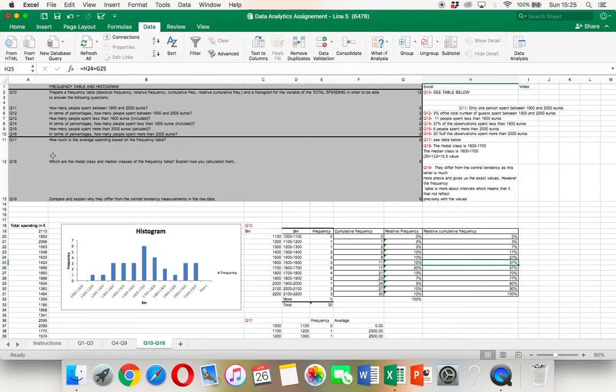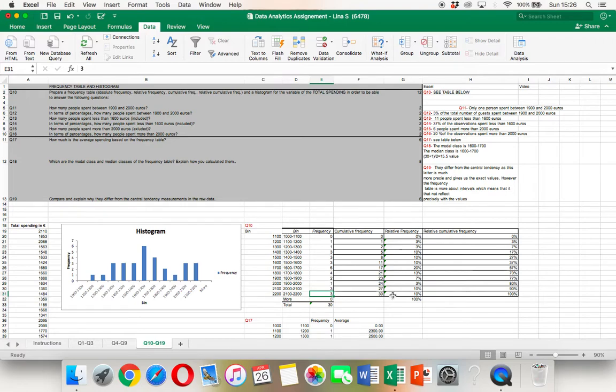Then question 15. How many people spent more than 2,000 euros excluded? So the answer that I gave is 20% of the observations spent more than 2,000 euros excluded. So let's just check. They said in percentages. No, they asked me in the normal number, so we can just do a quick sum from this cell and this cell, which gives us 6 people, so it is the right answer.